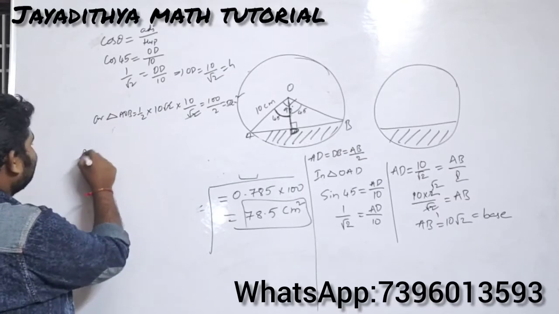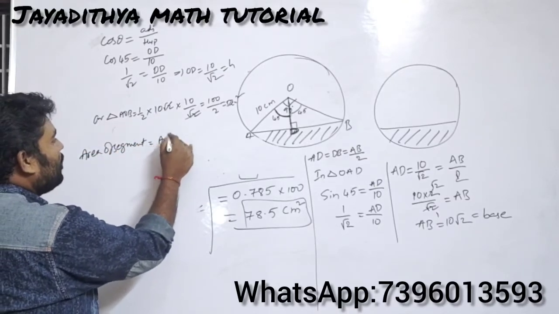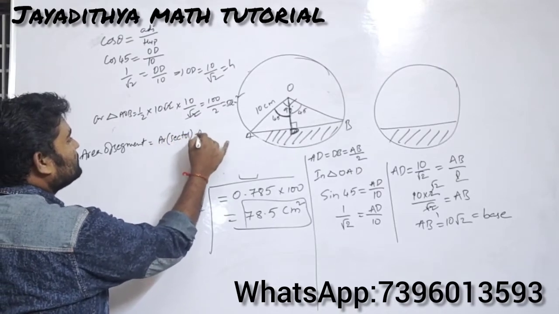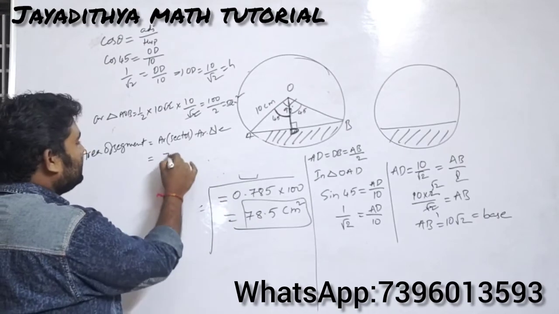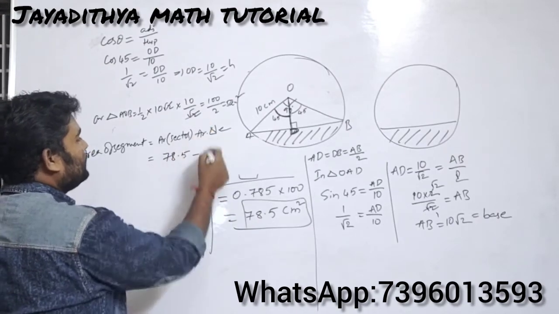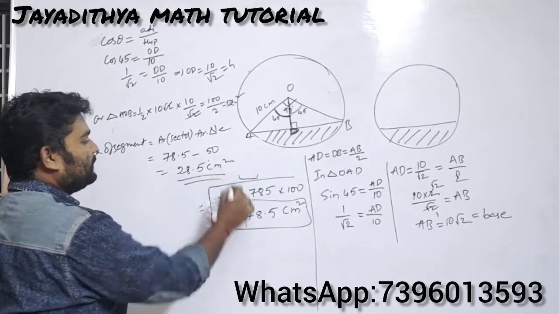So what is the area of the segment here? Area of segment will be area of sector minus area of triangle. What is the area of the sector here? That is 78.5 minus the area of the triangle, which is 50. So what is the answer here? 28.5 centimeters square. Clear now?